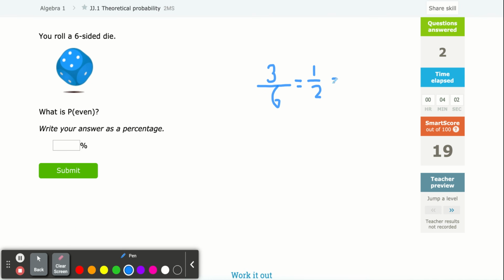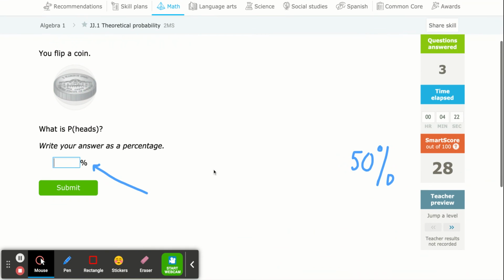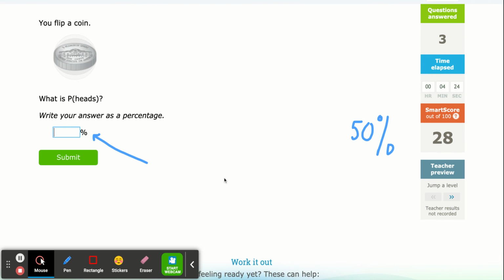Or how do we convert 1/2 to a percentage? 1/2 is 0.5. And 0.5 is 50%. So hopefully you guys can convert your fractions into decimals and your decimals into percentages. If you need a review on that, please ask me in class and I will help you converting your fractions and your decimals to percentages.